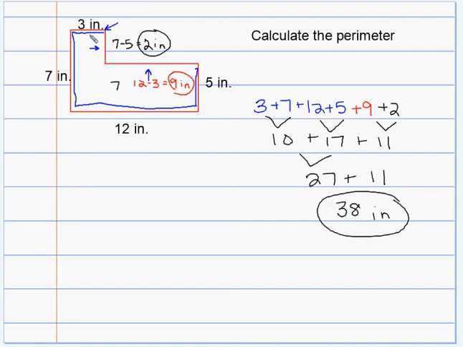Now, what would I classify this polygon as by sides? 1, 2, 3, 4, 5, 6. This would be a hexagon. Now it doesn't look like a hexagon that you maybe are thinking of, but that's okay. It still has 6 sides, so it is a hexagon.